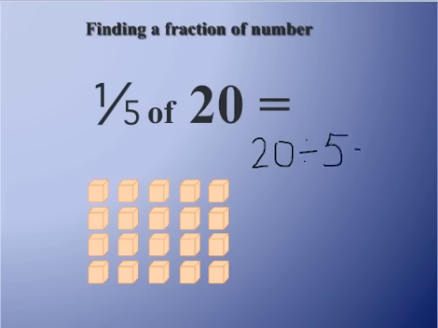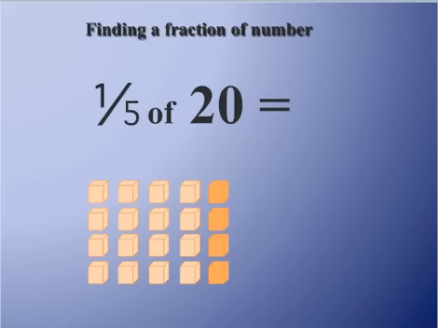Using my knowledge of multiplication, I know that 5 times 4 is 20. So 20 divided by 5 is 4. So 20 divided by 5 equals 4. And that means 1/5 of 20 equals 4.